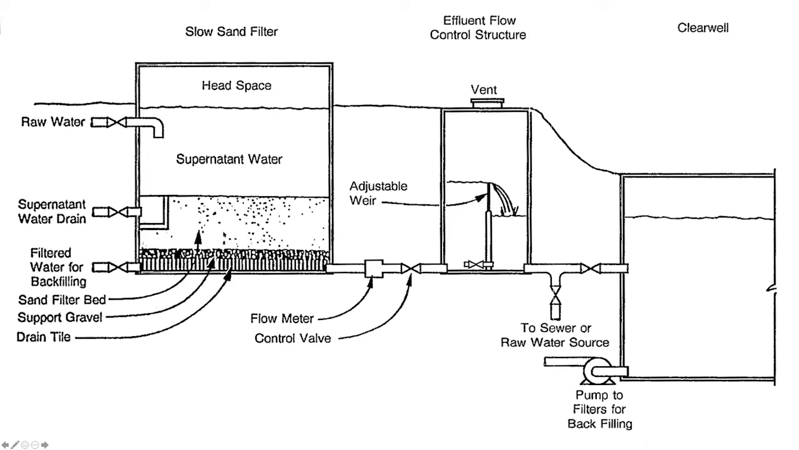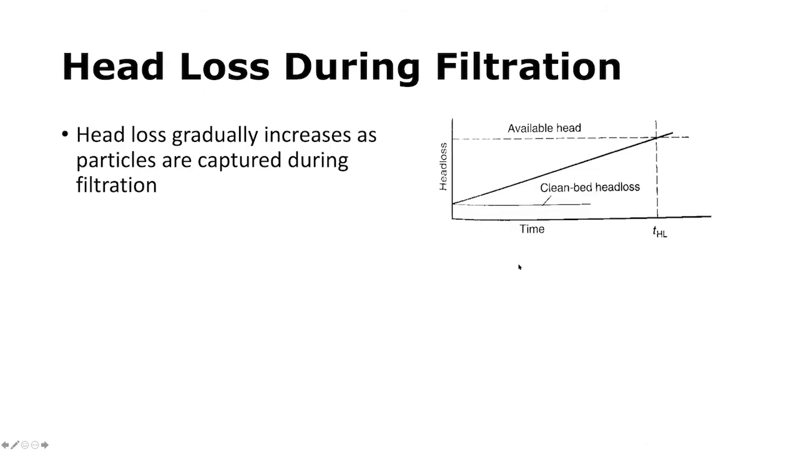The flow rate through the filter would be slower, and we would mostly be relying on biological growth within the filter media. So that biological layer that develops on top of the filter media would be responsible for much of the treatment that occurs in the slow sand filter. We're not going to cover the details of designing slow sand filters in this class. We'll be focusing on rapid sand filters.